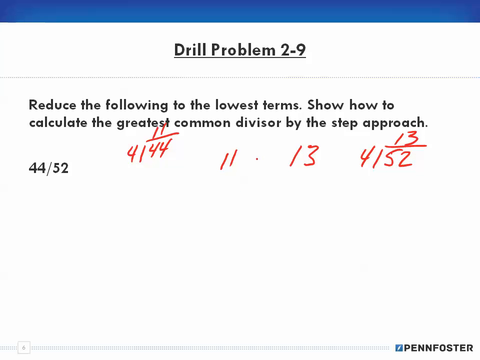Can I find another number that can go into those? No. I mean, just 1 and 11, 1 and 13, but obviously 2 all the way up through 13, so I've reduced to 11/13. Okay, now it says show how to calculate the greatest common divisor by the step approach. So let me erase all of this and we'll use that method.